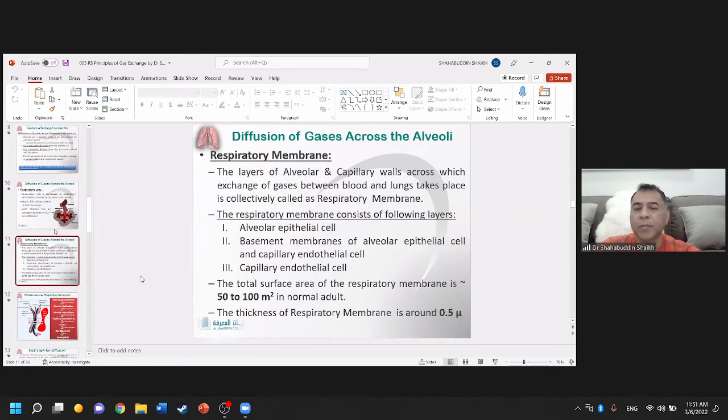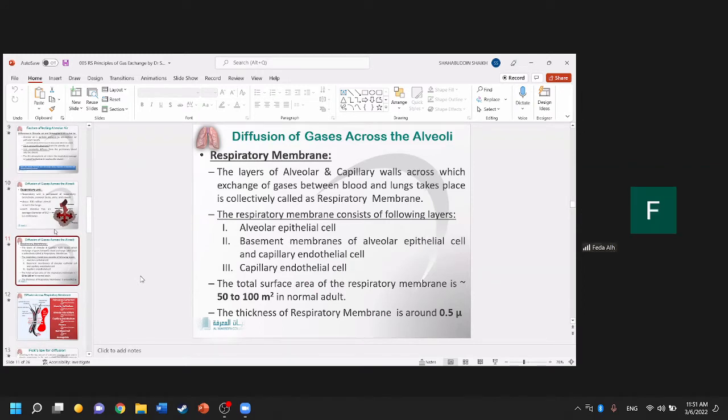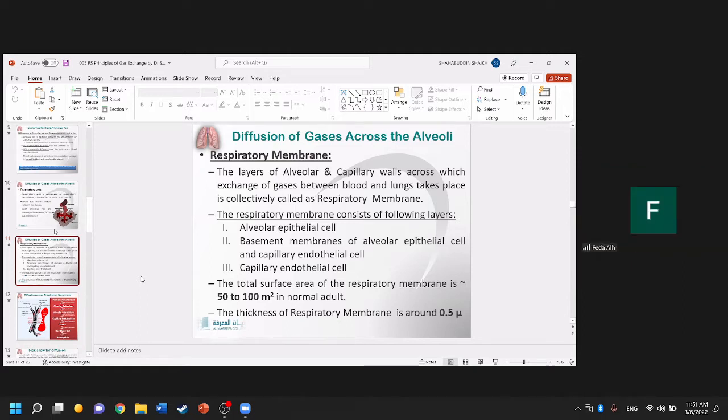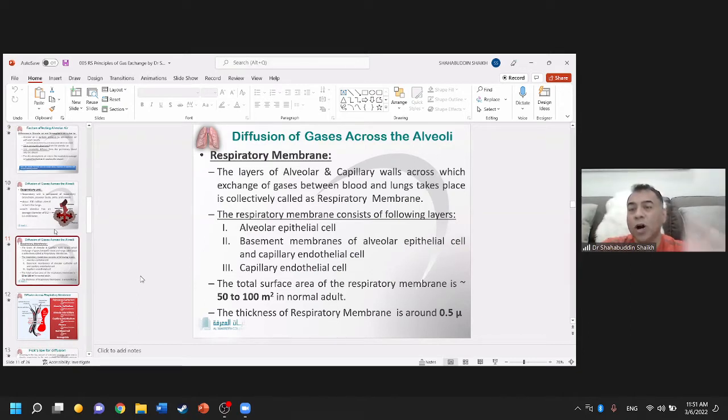What is the respiratory membrane? It consists of the alveolar epithelium, basal membrane, and capillary endothelium. Why do we call it the respiratory membrane? Because gas exchange occurs at this place. Exactly. The wall of the alveoli, the interconnected tissue, and the wall of the blood vessel together form the respiratory membrane, through which oxygen or carbon dioxide will travel. So it is a membrane through which gas exchange occurs.